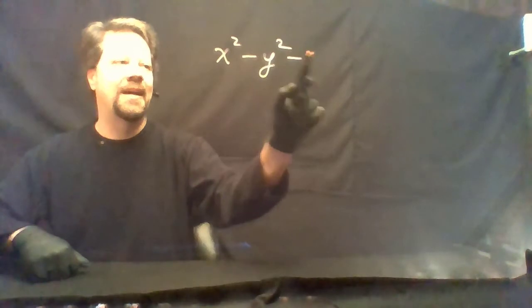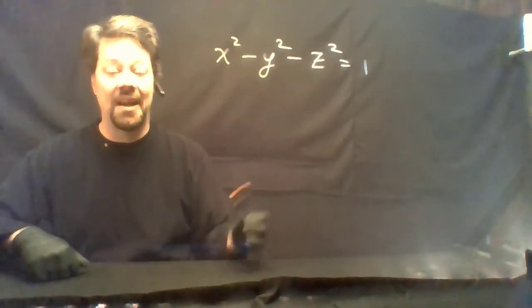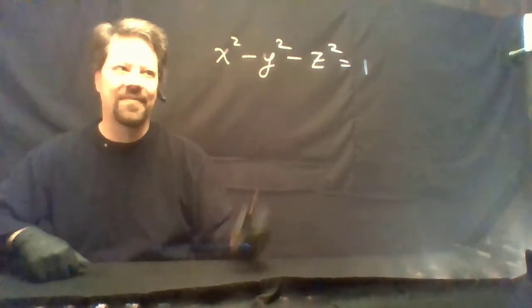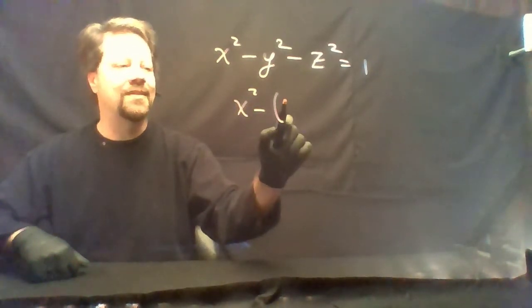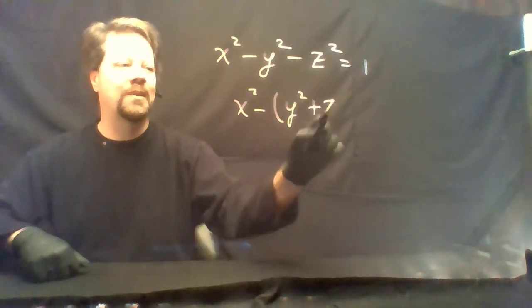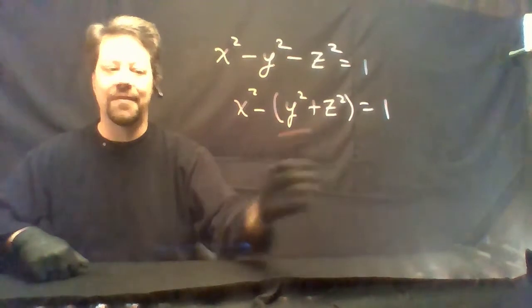Oh, but you ask, what if I have x squared minus y squared minus z squared equals 1? A hyperboloid of two sheets. Well, you can write that as x squared minus the quantity y squared plus z squared equals 1, and collapse the y and z first.